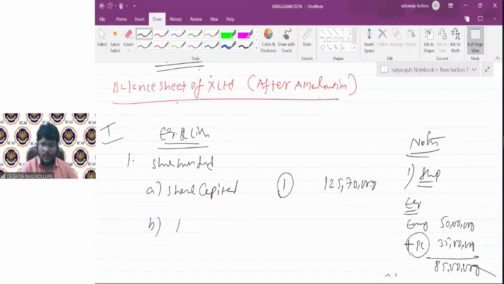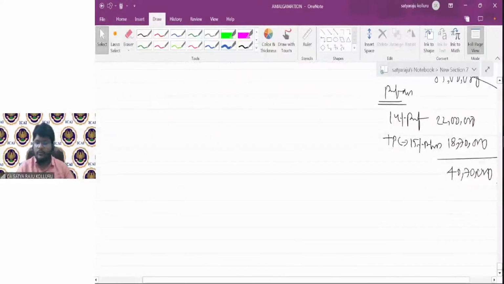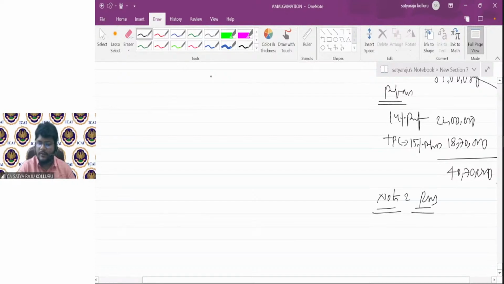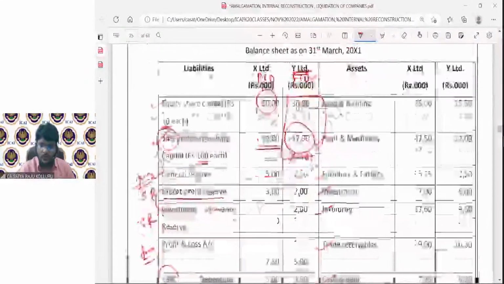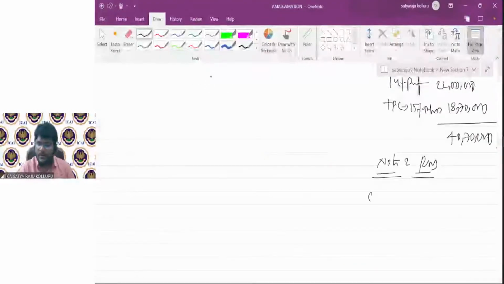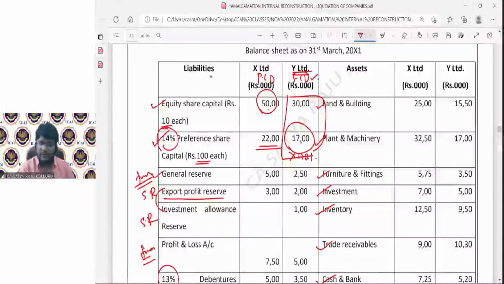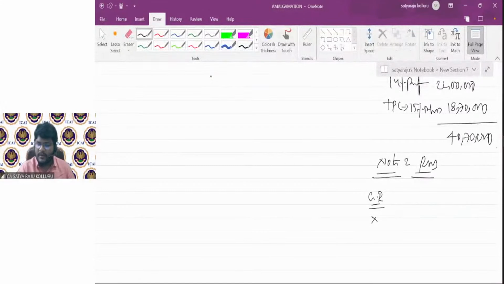Next, come to reserves and surplus. Come to note number 2. So this is note number 2, guys. Reserves and surplus, concentrate, all of you. All the reserves and surplus of the selling company will become the reserves and surplus of the purchasing company. Now, first come to general reserve. Existing opening for X Limited, how much? 5 lakh, that is given as X Limited's general reserve.